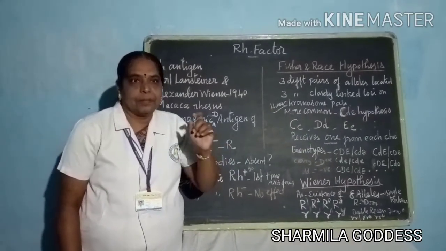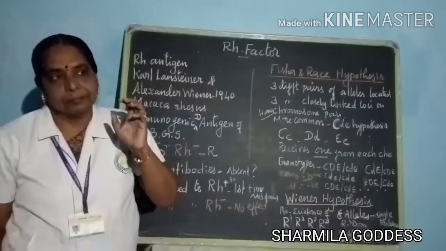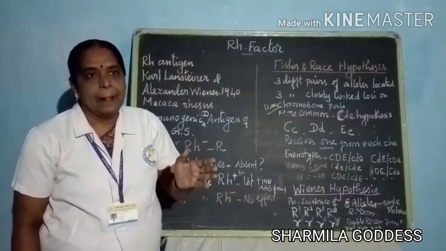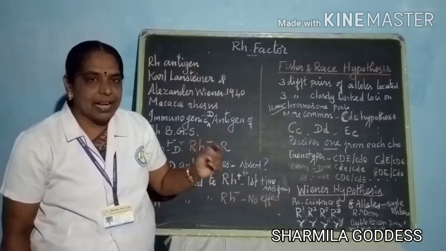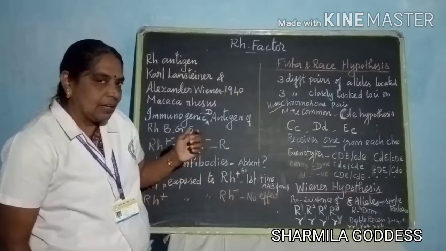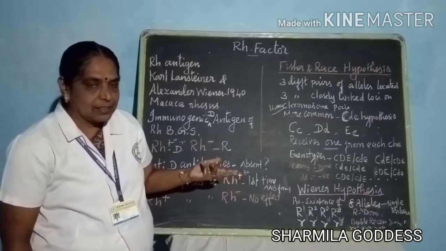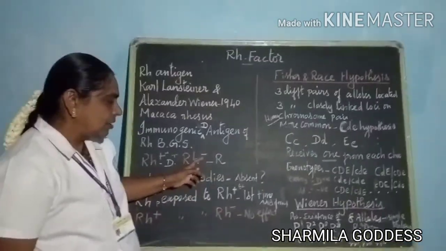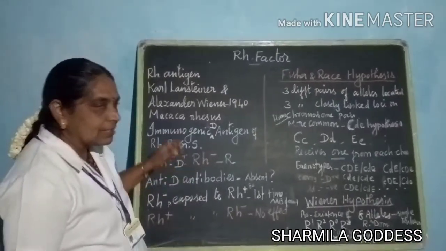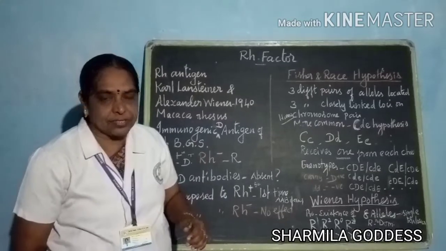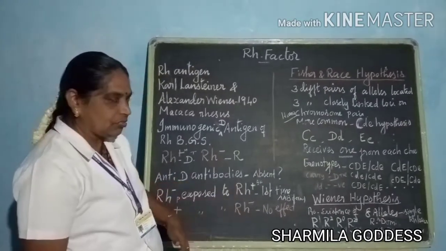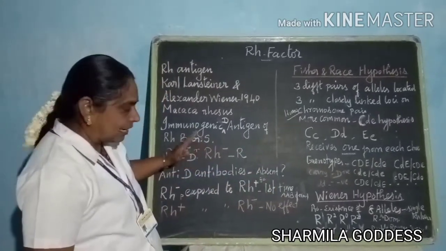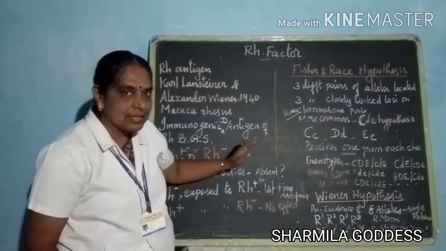When the individual has the RH factor, that means the D antigen on the surface of erythrocytes, the individual is RH positive. If a person has no antigen in the RBC, that means without antigen D, that is called RH negative. RH positive is inherited as a dominant trait and RH negative as a recessive trait. So positive stands for dominant, negative for recessive.